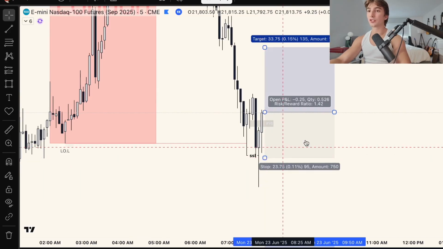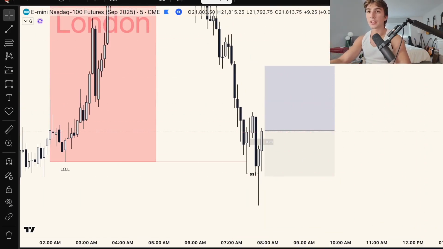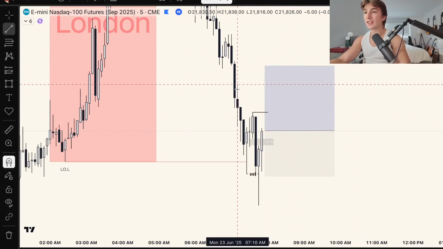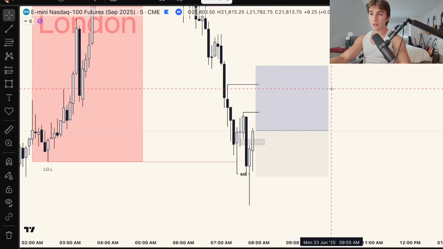Now we're validating structure. Now things are making sense. We have a clean trading leg. We have a clean internal high that we can break even at. We have an unfilled 5 minute where we can take profits at. Do you see what I'm saying?